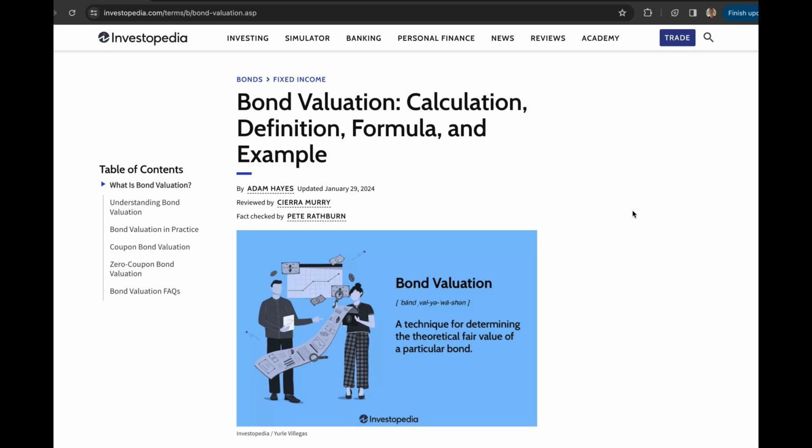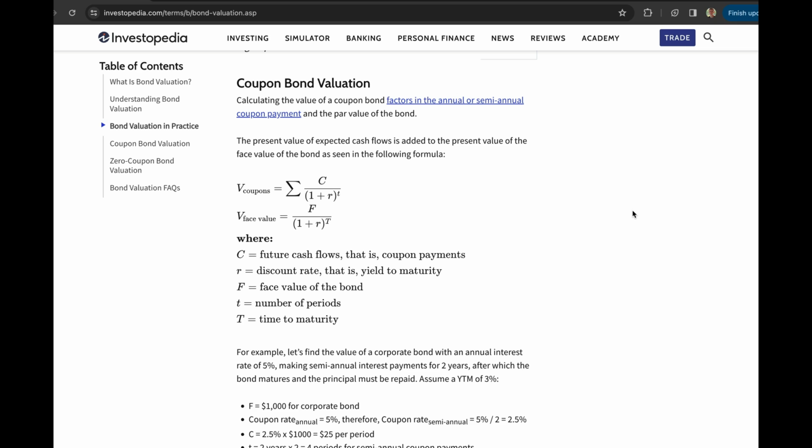In today's video, as you can see on your screen right now, we're going to be talking about bond valuation. Specifically, we're going to be talking about a simple way that you can figure out the price or the valuation for your bond at this current moment. And the way that we're going to be doing that is through these two formulas right here. You can see that they're both super simple and super self-explanatory.